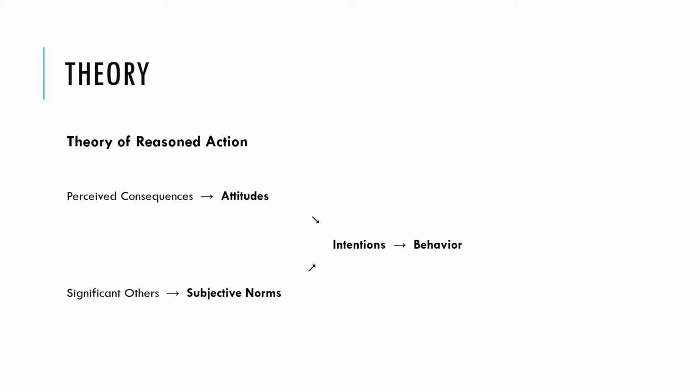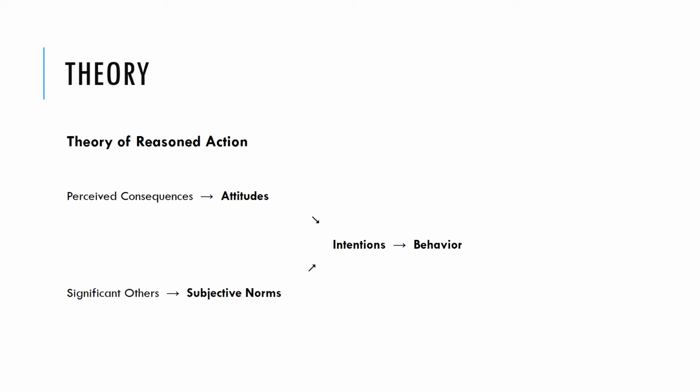Then you're going to go into your theory. You say, the theory that we're using to help guide our health communication is, in this example, theory of reasoned action. Theory of reasoned action tells us that perceived consequences help shape attitudes. Significant others, whether it's friends or family, help shape subjective norms, and attitudes and norms influence intentions, and intention directly leads to behavior change.